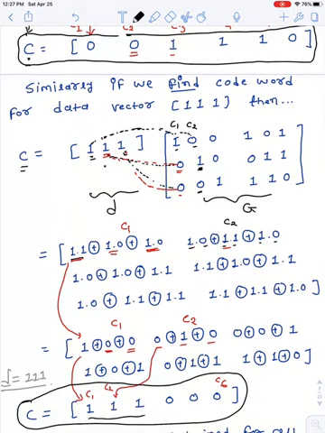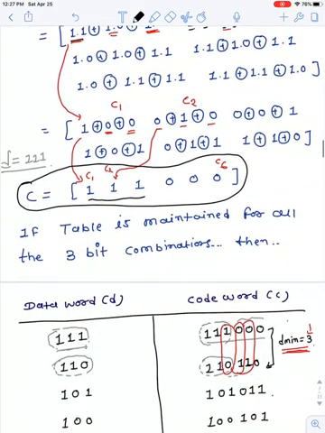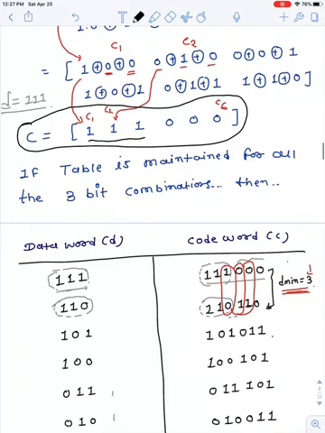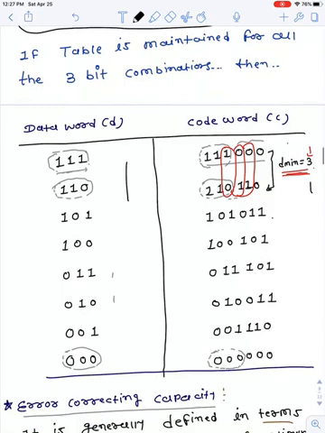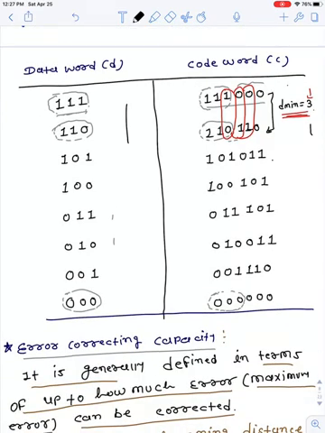You can notice here that the first k bits, meaning 3 bits, of the code word are identical to the data vector. If you proceed further, for every data vector D we can produce a code vector C. There are 8 combinations, so for 8 data vectors, we have 8 code vectors C.